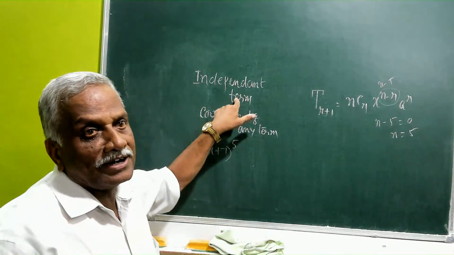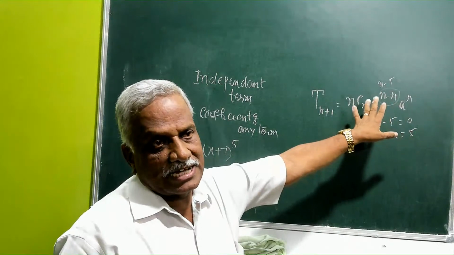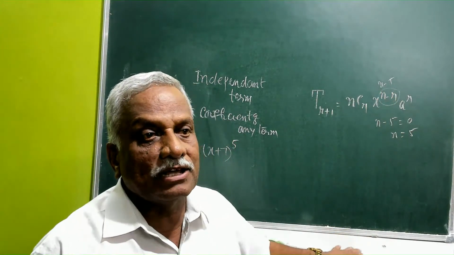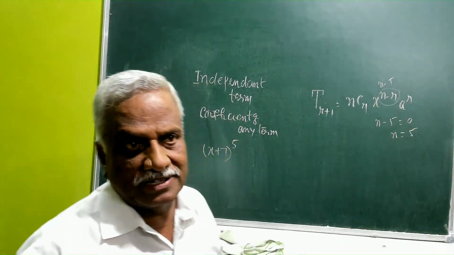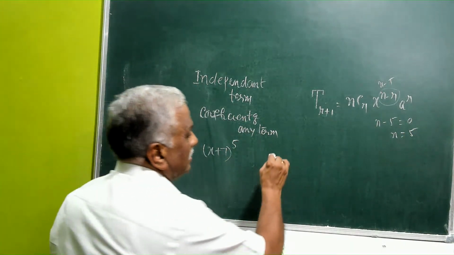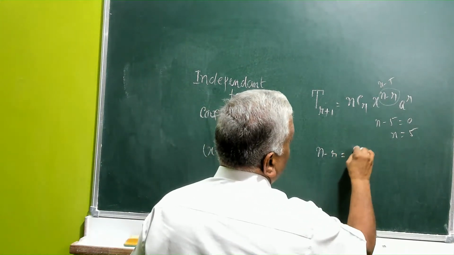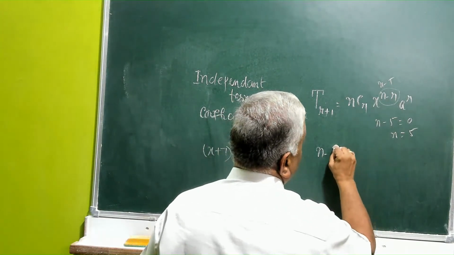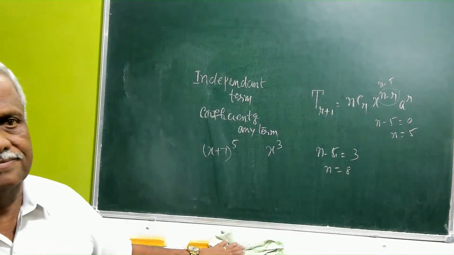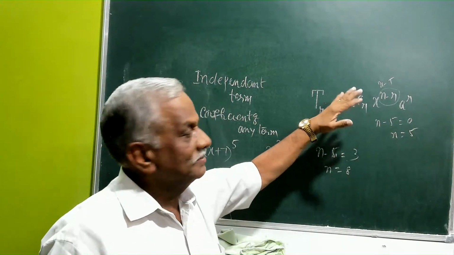If you want an independent term, that term should be free from x. The x power should be 0. So whatever number you have got on the power of x, equal to 0, you get. That is one thing. They want a particular term, say coefficient of x cube. So in that case, n minus r is equal to 3, supposing it is n minus 5 equal to 3, you get n is equal to 8. Something like this.